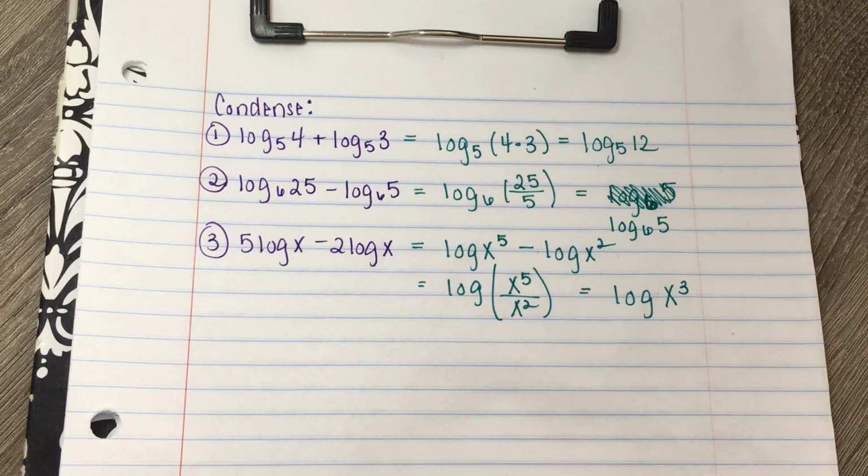All right, I have 2 more things to get through. We have 6 or 7 more problems, and then we'll be done.